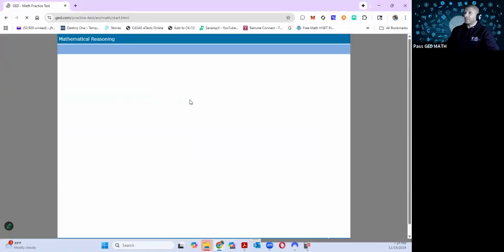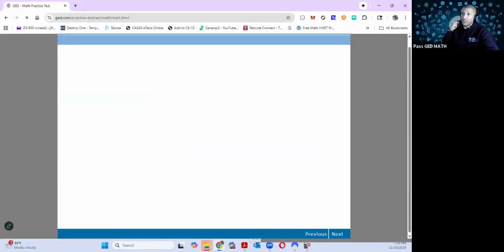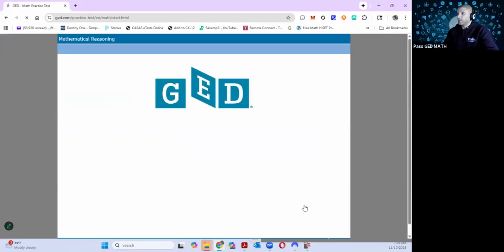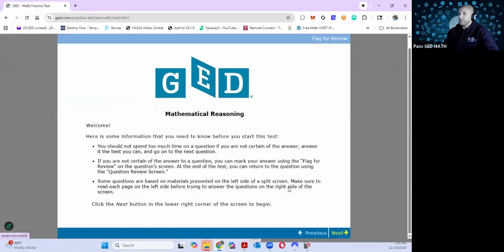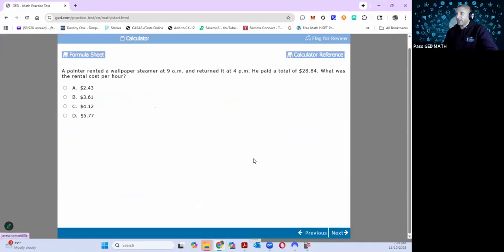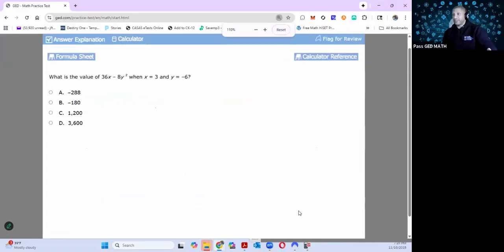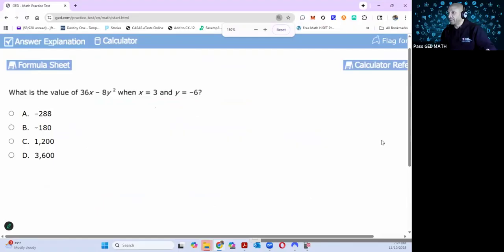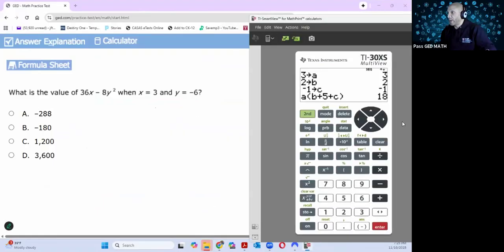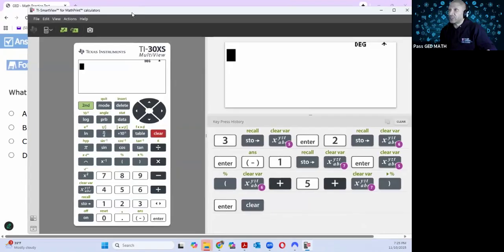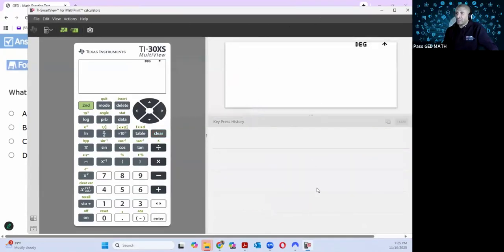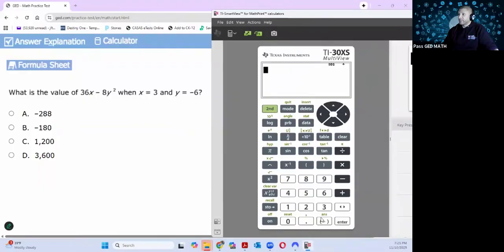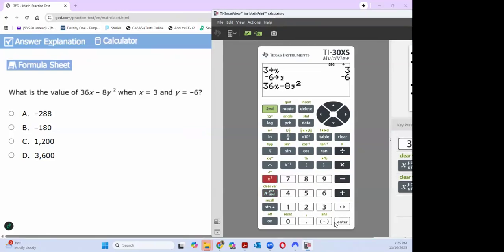Yeah. But watch this. I'm going to show you something. Let me load this up real quick. And again, this is a practice GED that they give you. Look at this problem right here. I'm not plugging nothing in. I'm grabbing my calculator. Watch, because now I understand how to do it. I know how to use my calculator. Watch. 3, store X, minus 6, store Y. 36X minus 8Y squared. I'm done. Okay. B, 15 seconds.